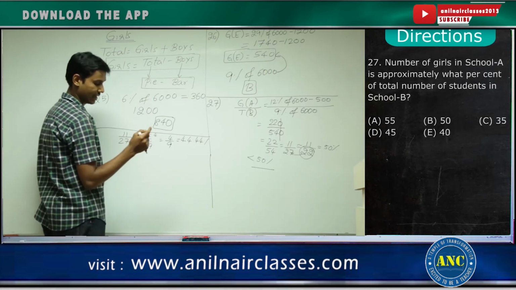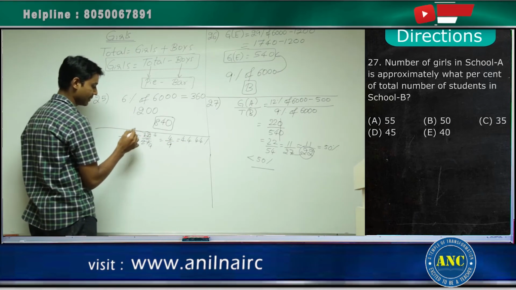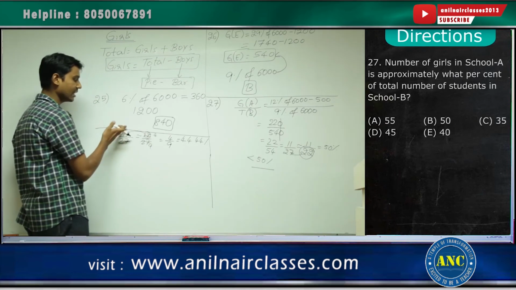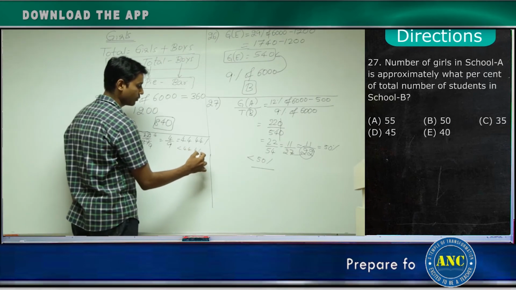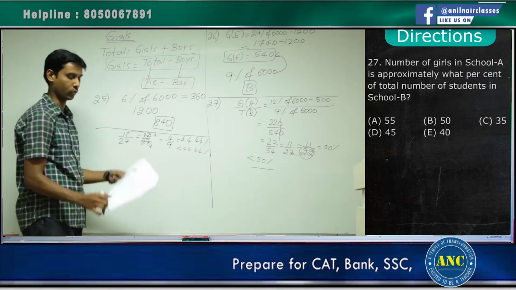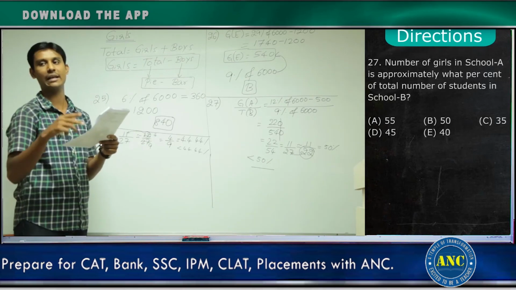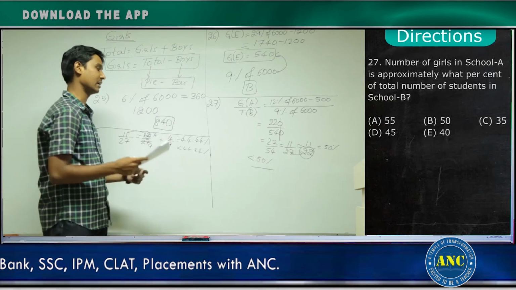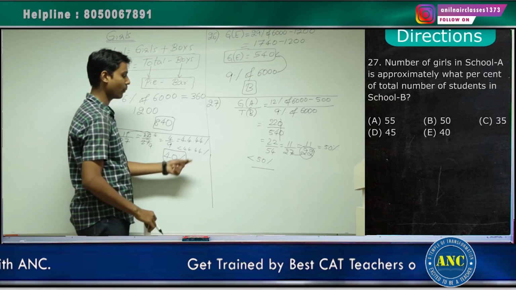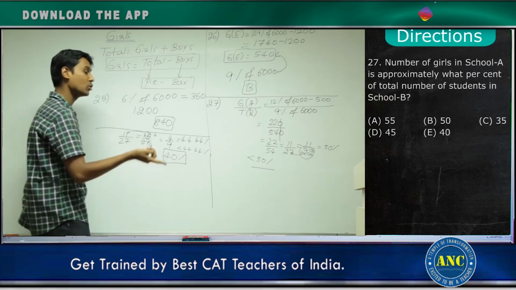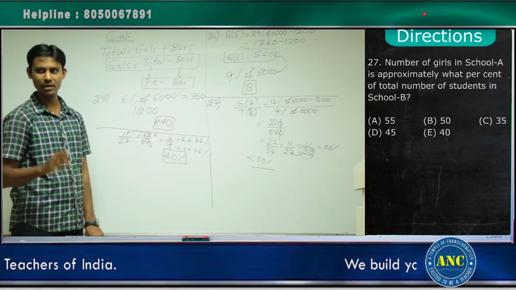This value is when the numerator is 12, but actually the numerator is 11. If you are decreasing the numerator, the value should also decrease. It should be slightly less than 44.44. The only option which is lesser than 44.44 and not too much less than it is 40%. The answer for this question is 40%. It is not 45. 44.44 is close to 45, but it should be less than 44.44 actually. So it is not 45. It is 40%. Clear with the approach?